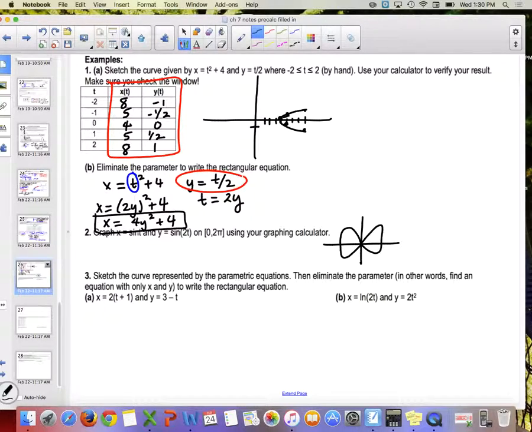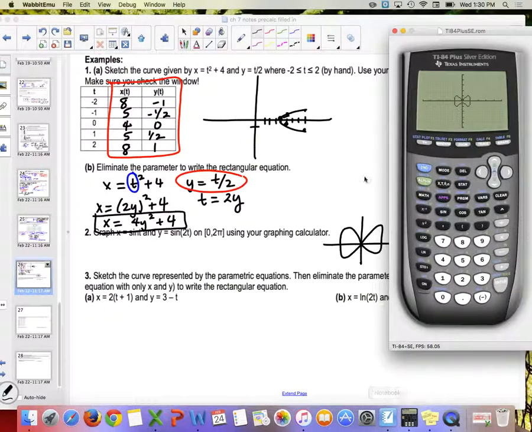All right, so sketch the curve represented by the parametric equations, then eliminate the parameter. In other words, find an equation with only x and y to write the rectangular equation. So if you're sketching the curve, then you would do a t-table. I'll let you go ahead and use your calculator to sketch. So we're going to put in 2 times (t plus 1) in parentheses.